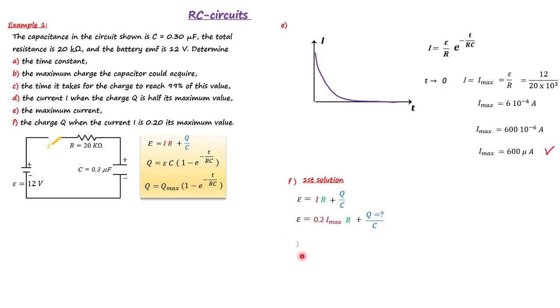I know the value of epsilon, 12. I already know the maximum value of the current, which is 600 times 10 to the minus 6 times R, 20 kilo ohm. And finally, I have Q over C. I already know the value of C, which is 0.3 microfarad. Then I get 12 equals 2.4 plus Q over 0.3 microfarad. So from here, Q is 2.88 microcoulomb.